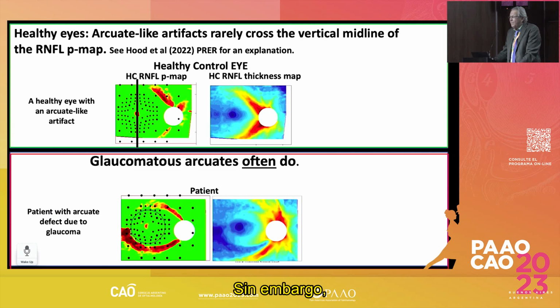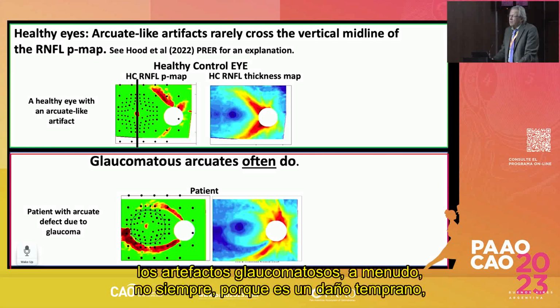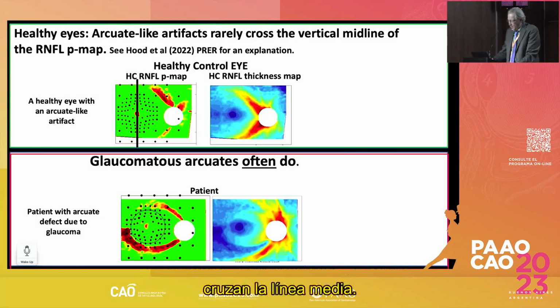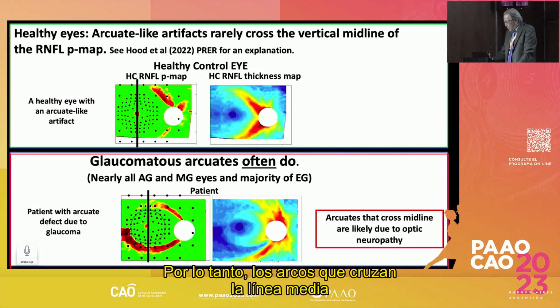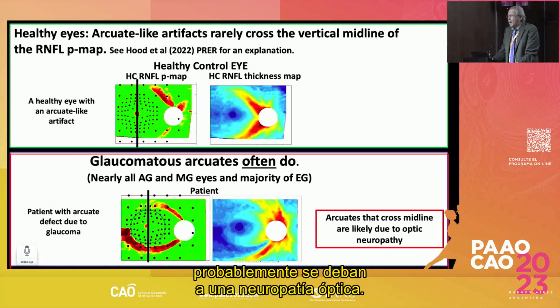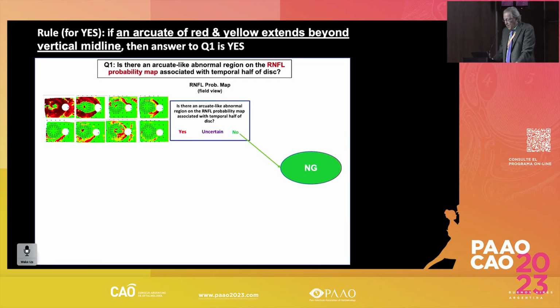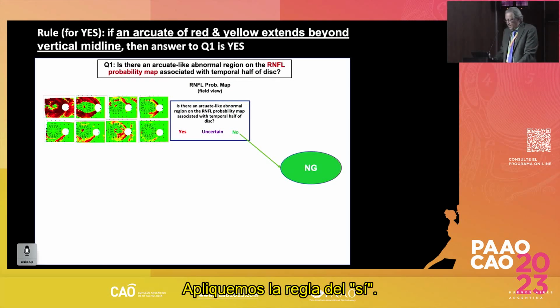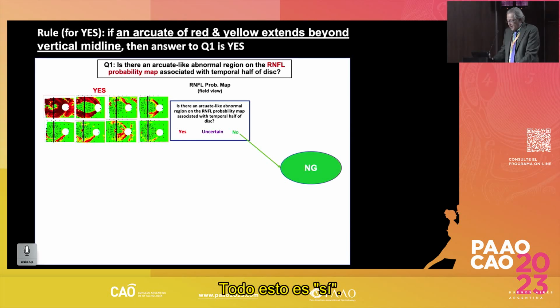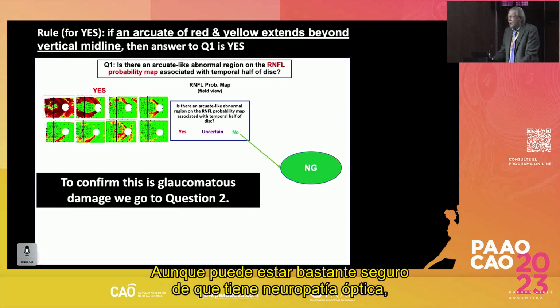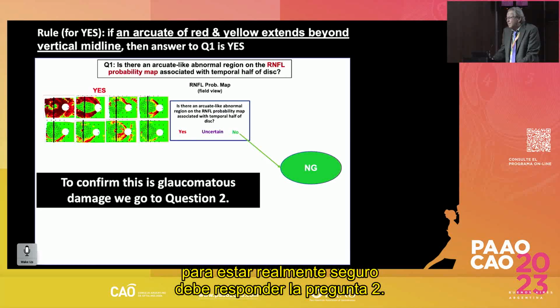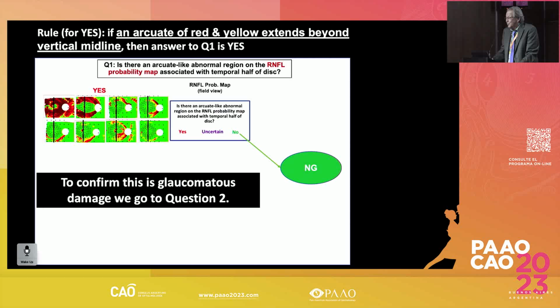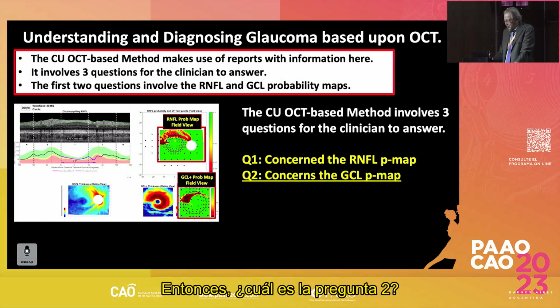However, glaucomatous defects often, not always, because you could have very early damage, cross the midline. So arcuates that cross the midline are likely due to optic neuropathy. Let's just apply the yes rule. All of these are yes. Now, although you can be pretty confident you have optic neuropathy, to be really, really confident, you want to answer question 2. So what's question 2?